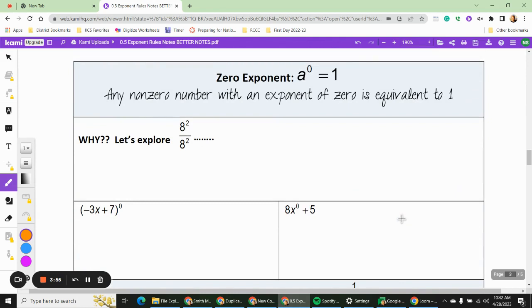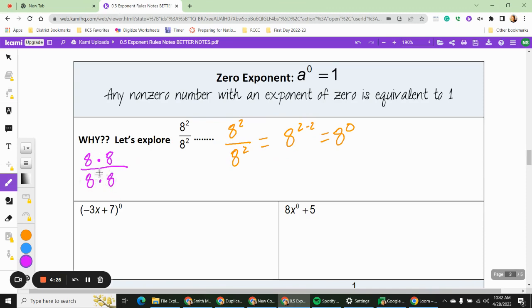And speaking of the 0 exponent, let's look at how we get that. So here's our rule. We said 8 to the second power over 8 to the second power. Basically, we would subtract those exponents and get 8 to the 0 power. But what does that mean? Well, if we write it another way, we can see, all right, 8 to the second power is 8 times 8. Okay, and we can write 8 times 8 in the denominator also.